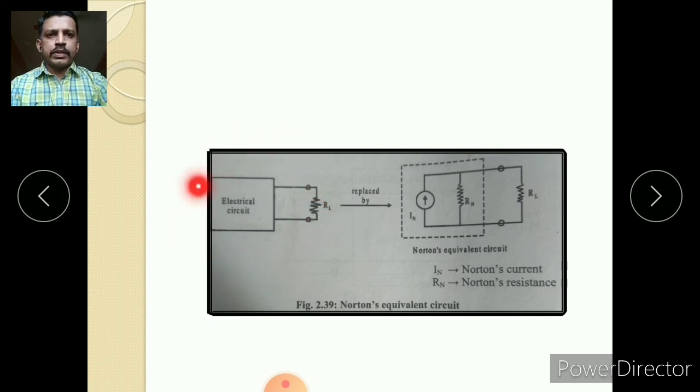Now here the same circuit is there. There are a number of resistances and voltage supplies, batteries, and it can be replaced by Norton's equivalent circuit. Here is the Norton's current source, here is the Norton's resistance, both connected in parallel. Here one end is common, here another end is common, so this combination is known as parallel combination. So this is Norton's equivalent circuit, and it is connected to the load resistance RL.